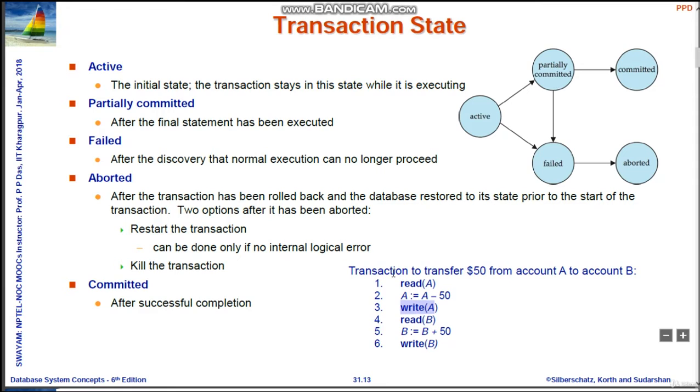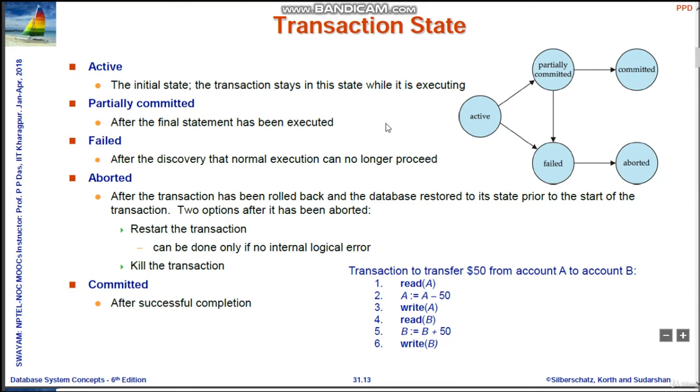This state is our partially committed. Whatever we are doing in our main memory, that all is partially committed. Now suppose we have executed all the instructions and there is no problem while executing this transaction, then our transaction will go from partially committed to committed. Means all the values will be reflected into our database. At the time of partially committed, it is not reflected in the database. It will be reflected only in the main memory, but after committing it will be reflected in our original database.